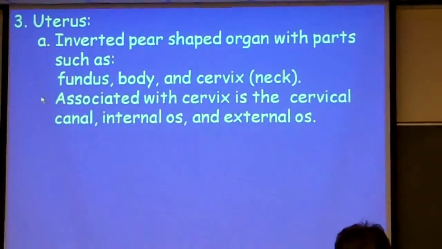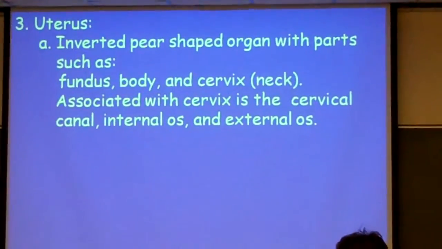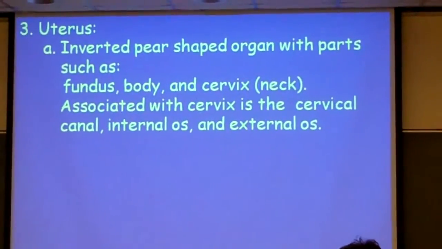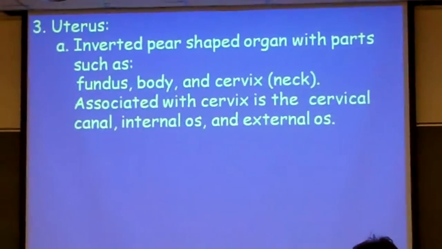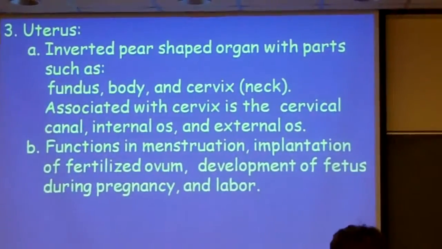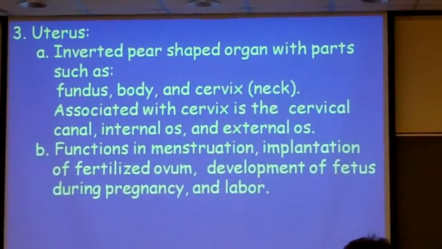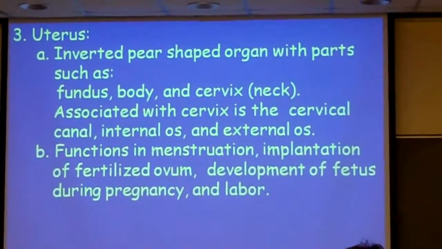Now the uterus is an inverted pear-shaped organ. Parts such as fundus, body, cervix, and associated with the cervix is the cervical canal, the internal os, the external os.